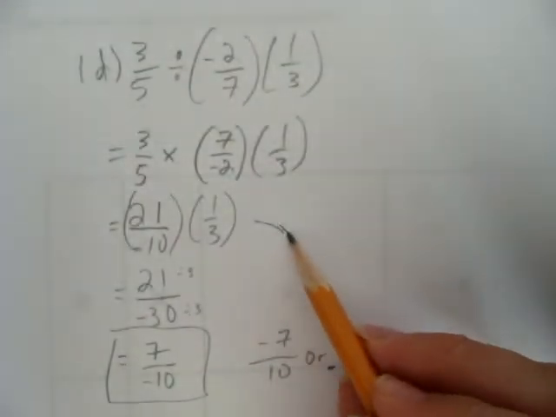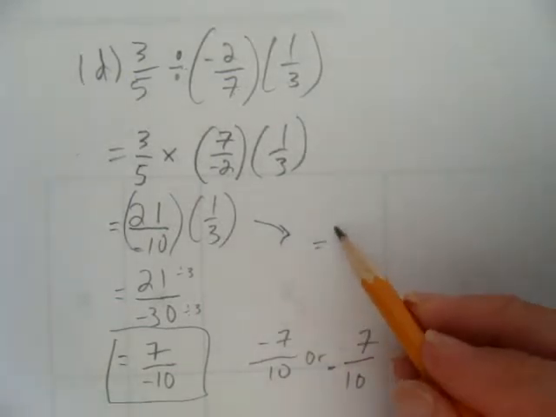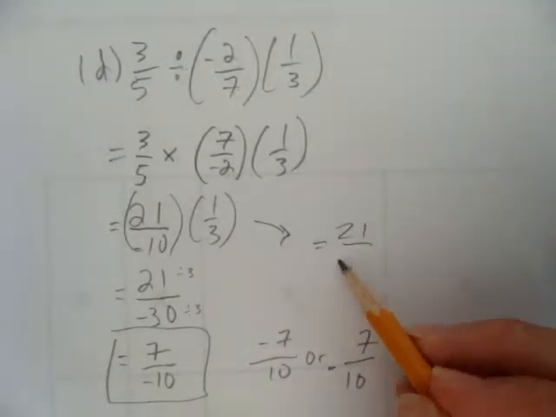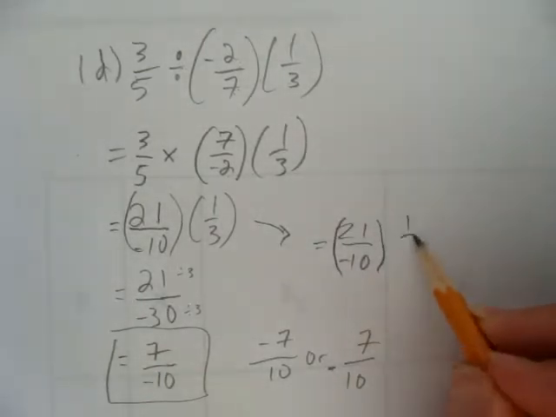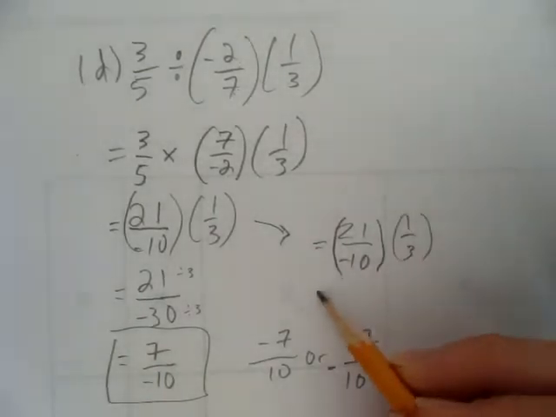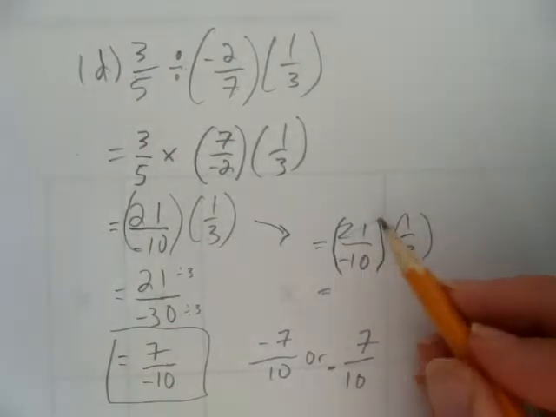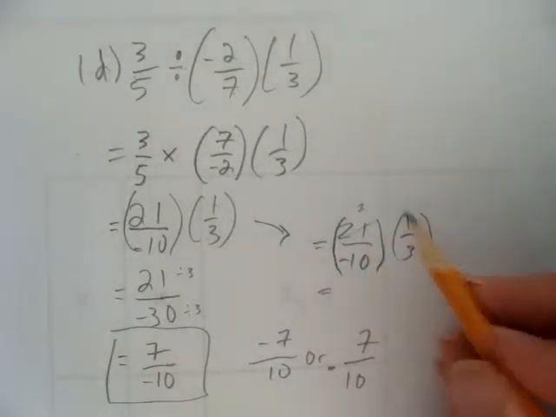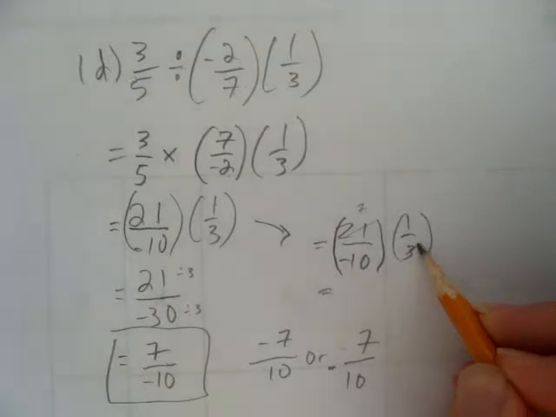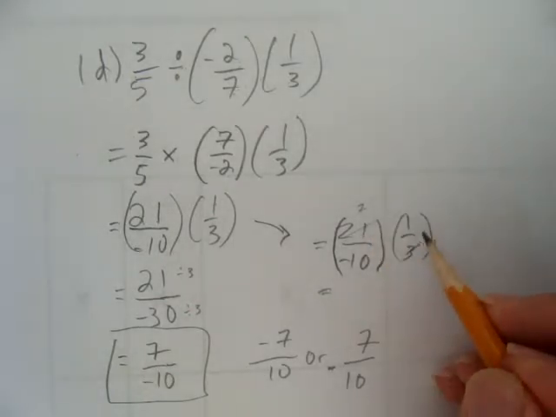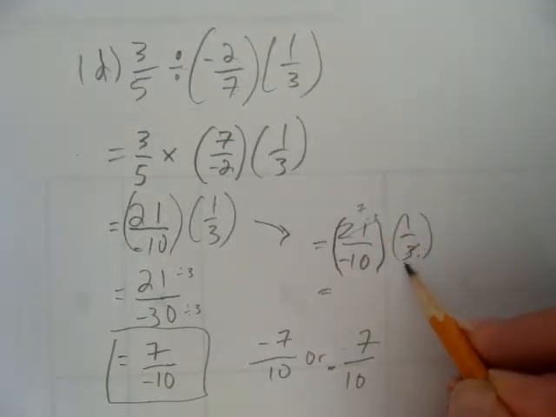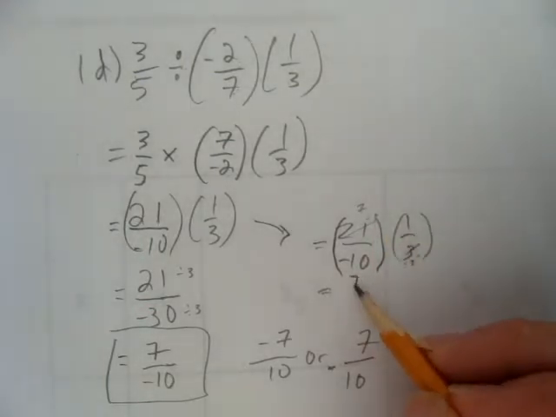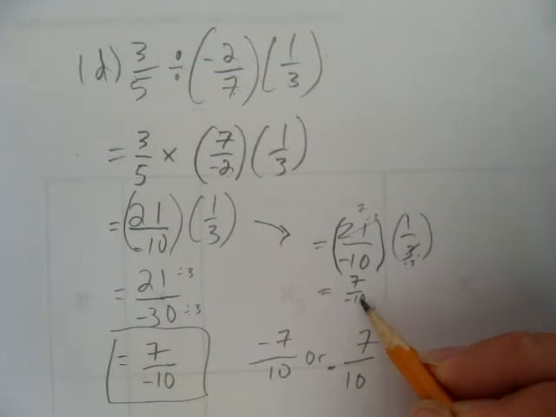In this step, if you wanted, you could say, look, I'll rewrite it here. 21 over -10 times 1/3. You could say, look, I know that 21 is divisible by 3, leaving 7, and I know 3 is divisible by 3. You can divide any top one and any bottom one by the same number. I divided this by 3, and I divided this by 3, and I get 7 over -10 again. The same answer.